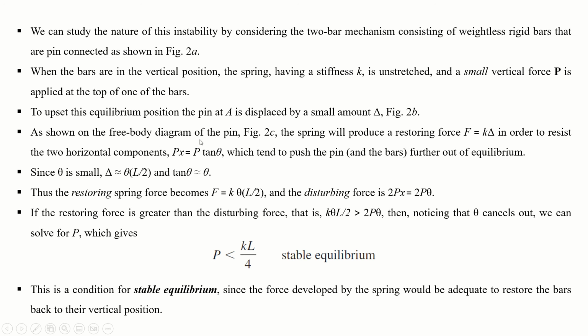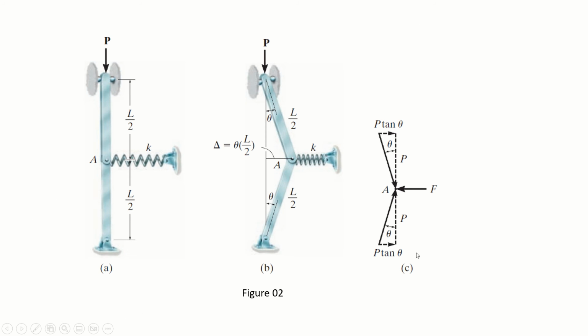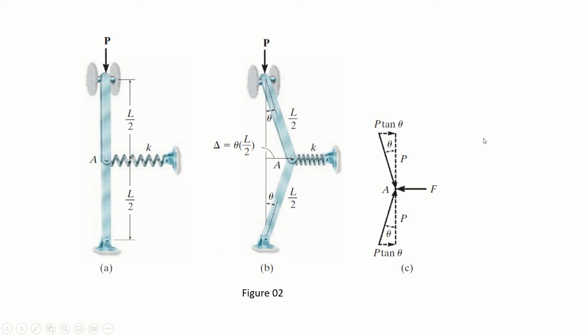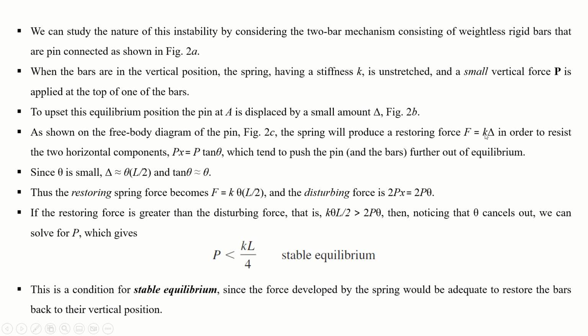As shown on the free body diagram of the pin, figure 2c, the spring will produce a restoring force F, which is equal to K times delta. Delta is the displacement and K is the stiffness of the spring, right? So the spring force is always equal to the displacement multiplied by the stiffness. So F is equal to K times delta in order to resist the two horizontal components Px, right?